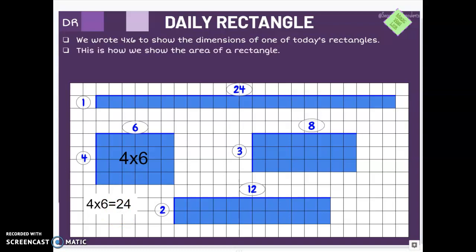This is how we show the area of a rectangle. The area is the space inside a shape. You found the area of all of these rectangles today. You've been finding the area of rectangles all month. You'll be working more on this as you continue in math. For today, we'll be all finished.